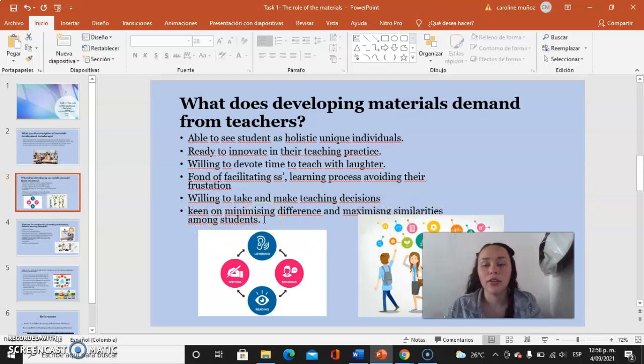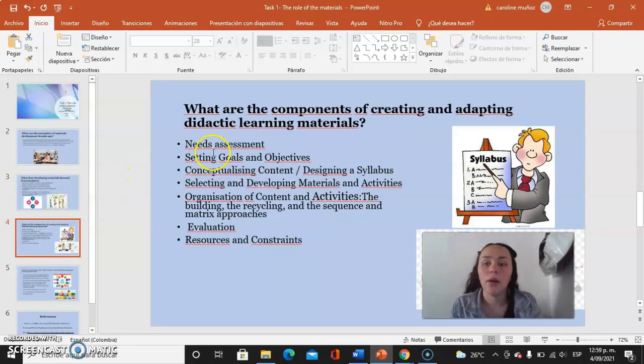Here is important the teacher create a space where there is interaction and inclusion. Yeah. And the other question is about what are the components of creating and adapting didactic learning materials.